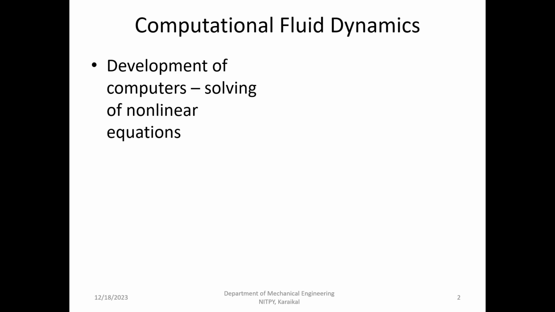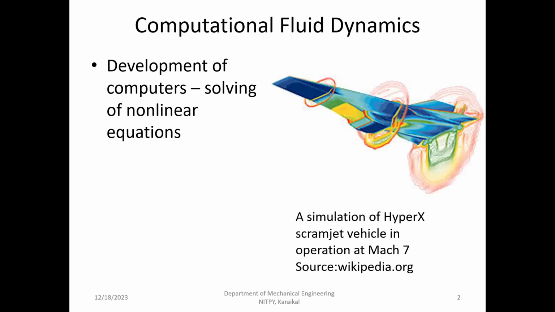So with the development of computers, we are able to solve these fluid dynamics problems. We will be able to solve airflow over a hypersonic aircraft at Mach 7, and find the pressure, temperature, and velocity at different locations. To do this by hand, we will not be able to. Otherwise, it will take a very long time to do the same thing. So that is the advantage of using computational fluid dynamics.